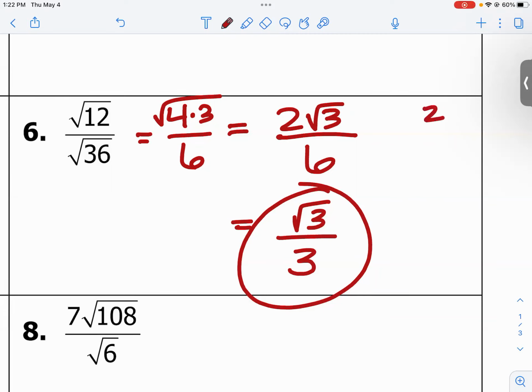So think about 2 over 6. They're both divisible by 2, so it becomes 1 over 3. So this 2 over 6 becomes 1 over 3. And then the radical 3 is just still there.